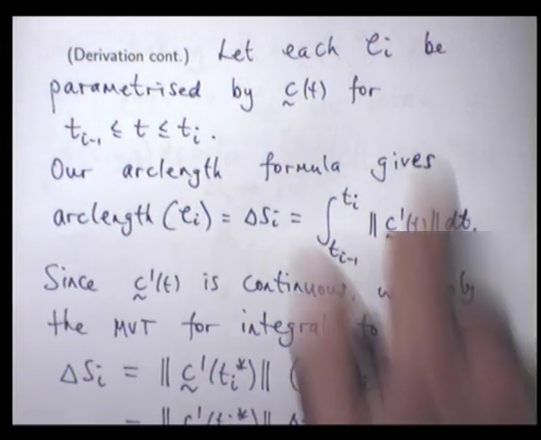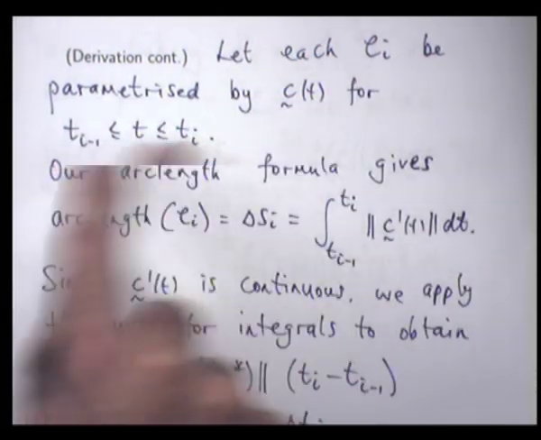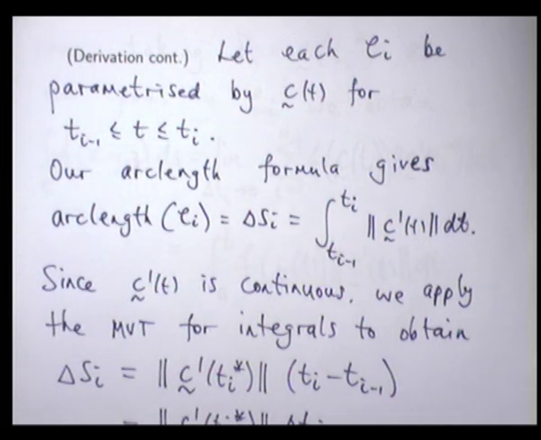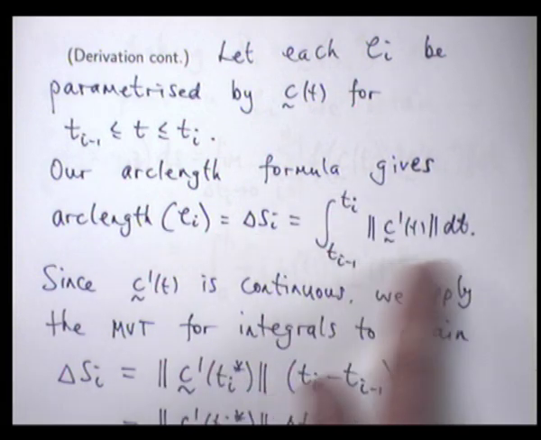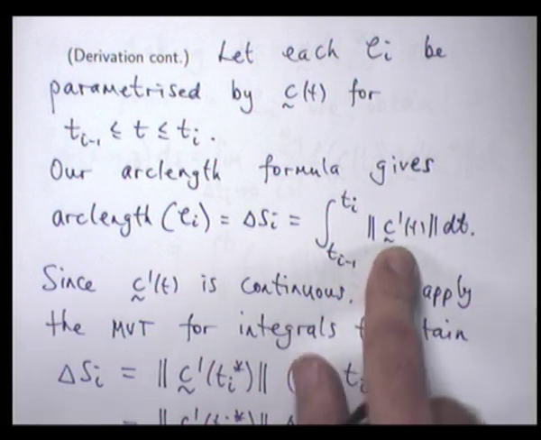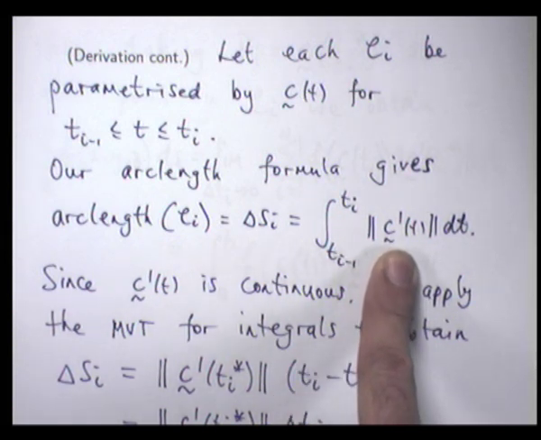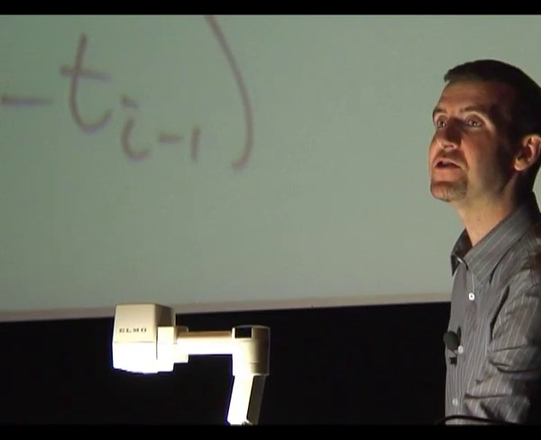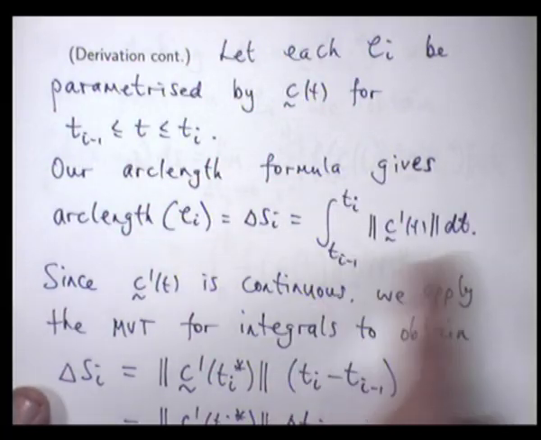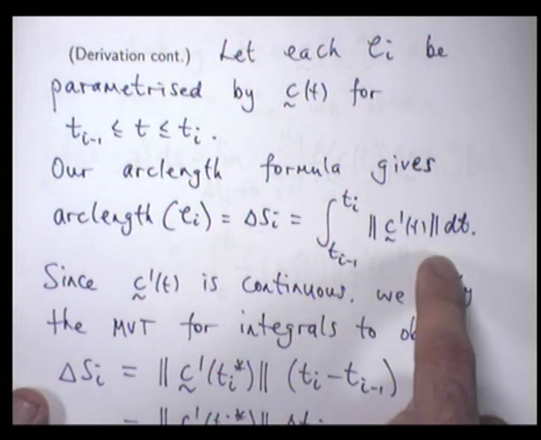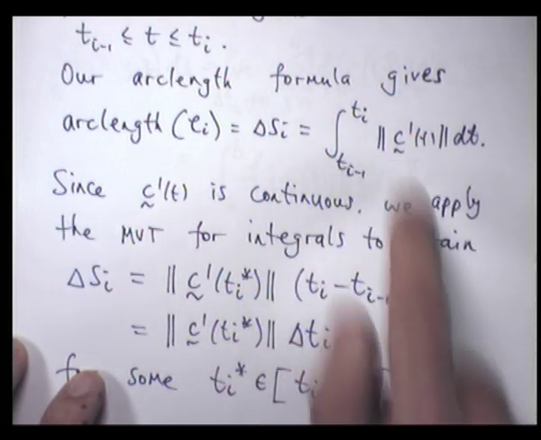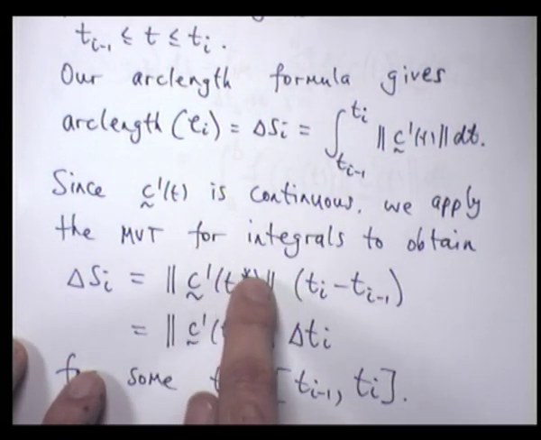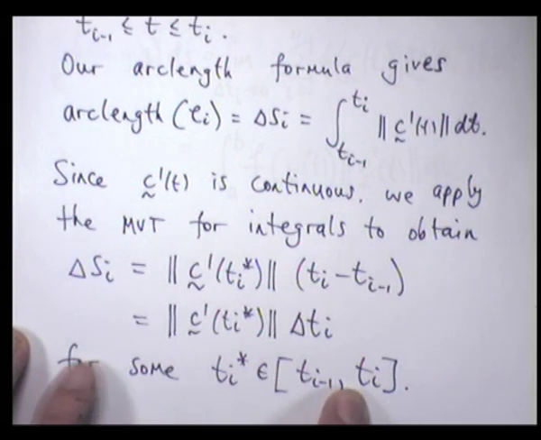All right, so let each of our sub-arcs be parameterized by C(t) for t on this interval. Now, the arc length formula, in other words delta s_i, is this. Because C dash is continuous, the magnitude of C dash is also continuous, right? That means I can apply the mean value theorem for integrals to this. So, in other words, I can write this as this for some t_i star in the interval.